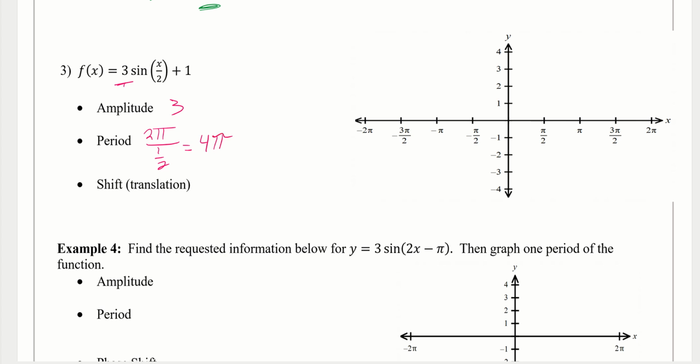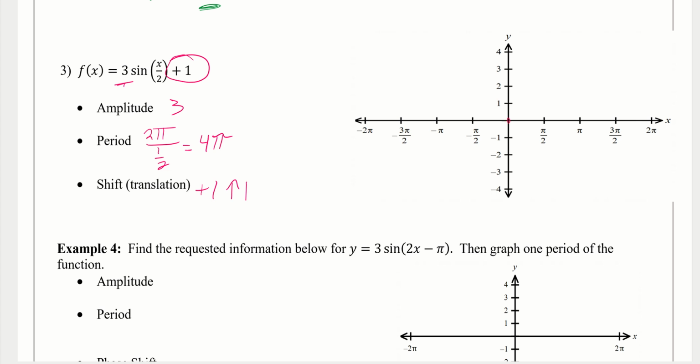Okay. And then my translation here, my shift. So my shift here is going to be d at the very end. So this is going to tell me it's a positive 1. So that's going to tell me I'm going to go up 1. Okay. So all that says is take your entire graph and have it go up 1.